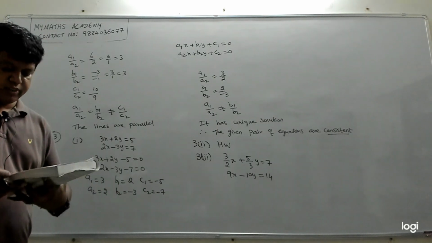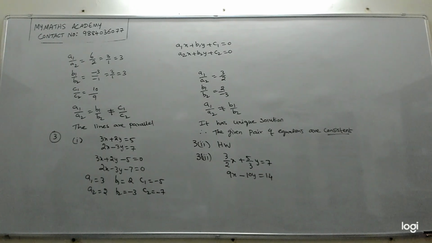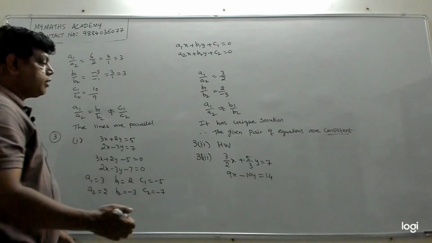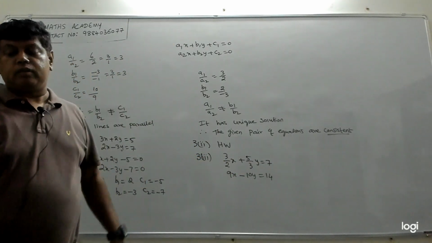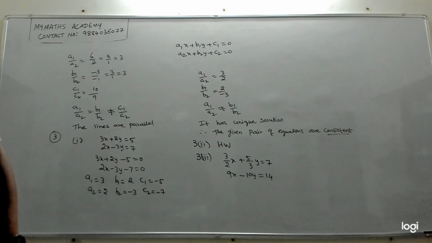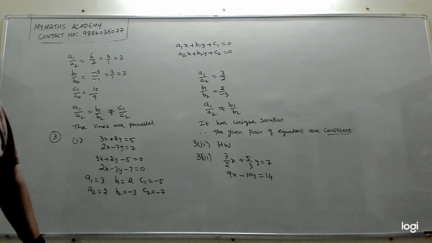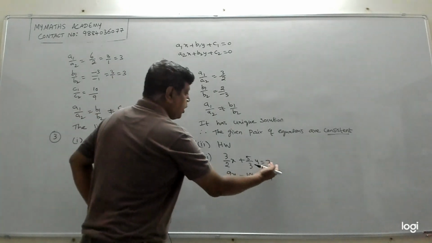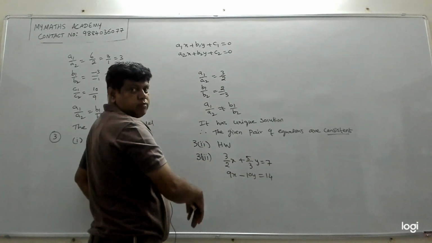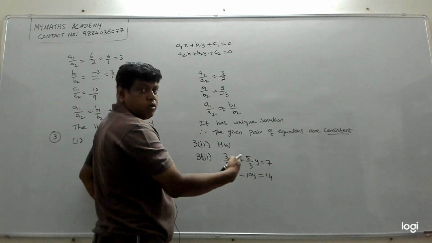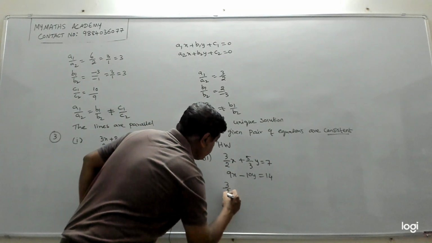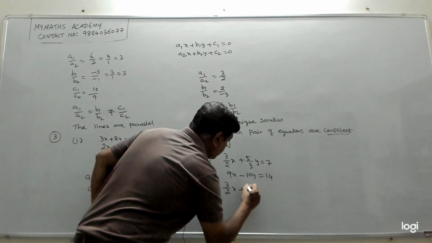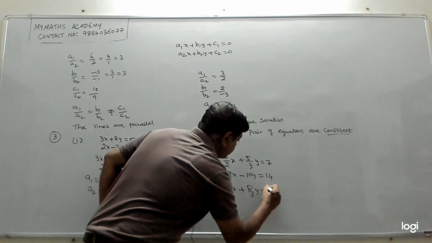The first step we should do is bring everything to one side. We have to get it in the general form of a pair of linear equations in two variables, which means we should not have numbers on the right side. We should have only 0. So we bring 7 and 14 this side. The given equation becomes 3 by 2x plus 5 by 3y minus 7 equal to 0.